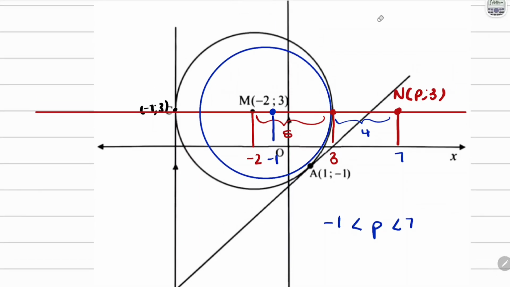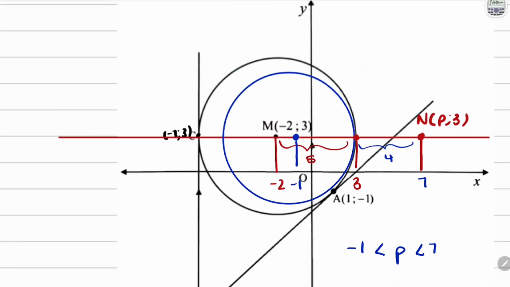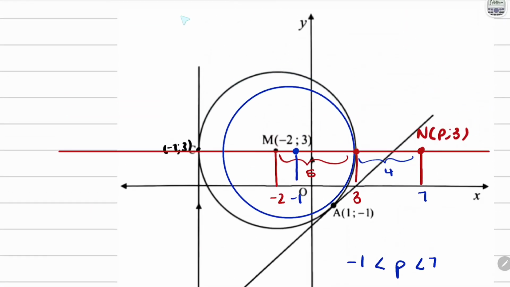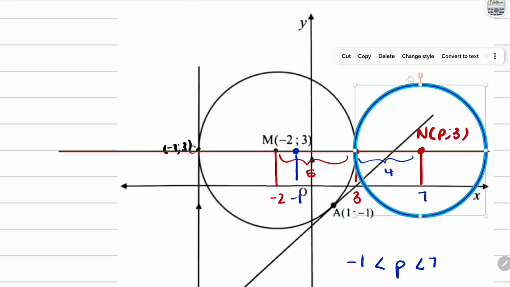That is if the circle was actually on the right-hand side. So I'll put that down because that is definitely a solution. That is p needs to be greater than -1, but less than 7. Then I'm going to say or because this doesn't only happen here. So I'll leave the circle here just so that we remember how that worked out.